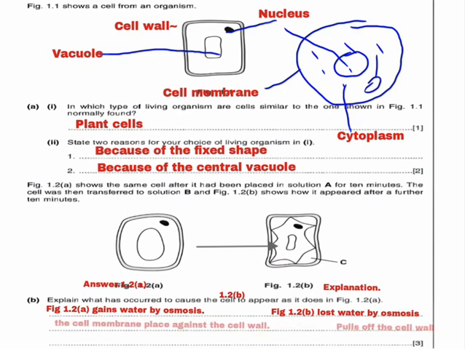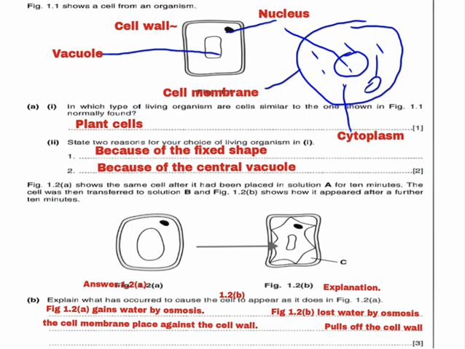Okay, so the next one I'm going to say, the cell membrane pulls off the cell wall. As you can see here, the cell membrane has pulled off the cell wall. The way the cell membrane is appearing on this diagram, you can see that it has pulled off the cell wall. Then the last one I'm going to say, the cell undergoes cell plasmolysis.